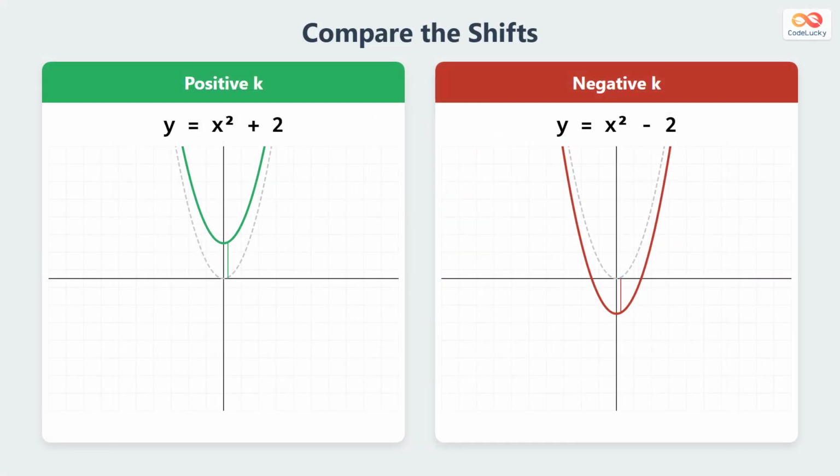Let's put them side by side to clearly see the difference. On the left, adding a positive number lifts the graph. On the right, subtracting a number or adding a negative drops the graph. The value of k tells you the distance, and the sign of k tells you the direction.